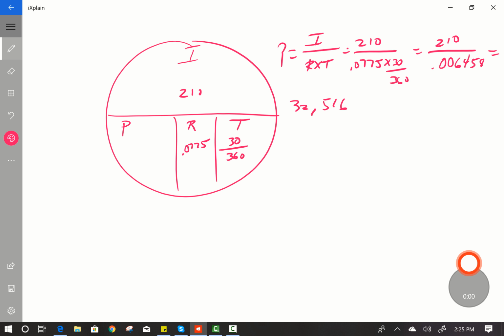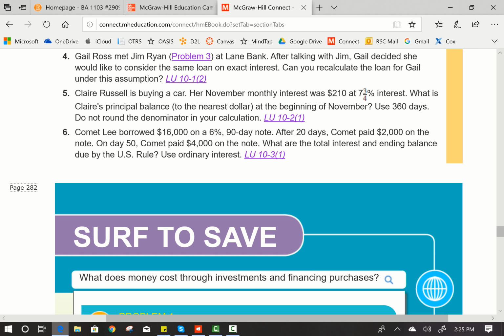Okay, then finally a partial payment problem on the last one. Comet Lee borrowed $16,000 on a 6% 90-day note. After 20 days, Comet paid $2,000 on the note. On day 50, 30 days later, Comet paid $4,000 on the note. What is the total interest and ending balance due by the U.S. rule using ordinary interest?